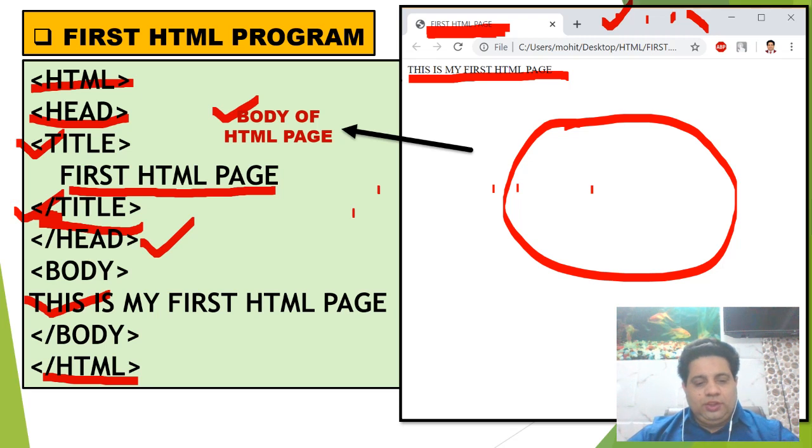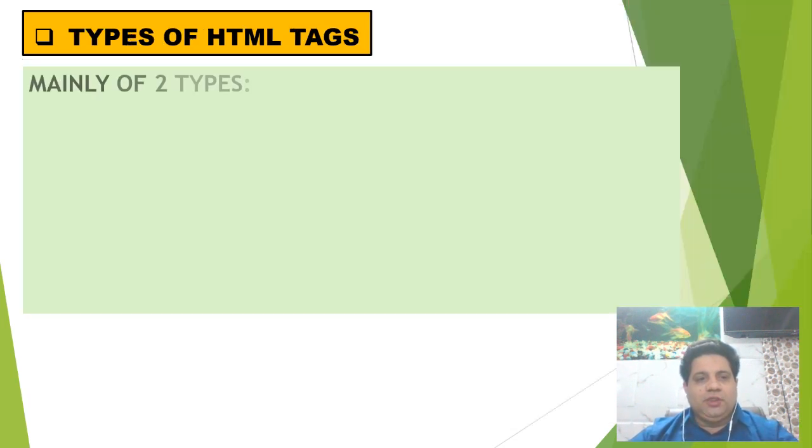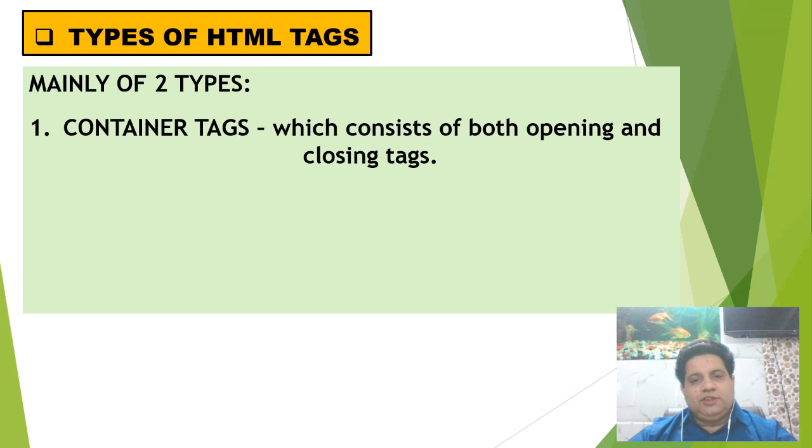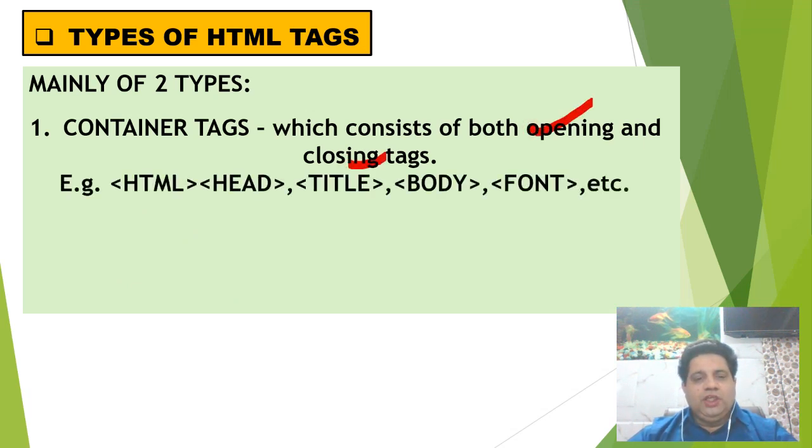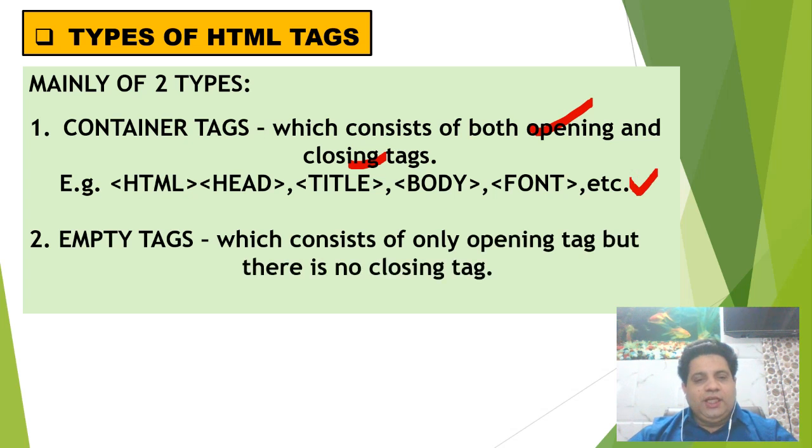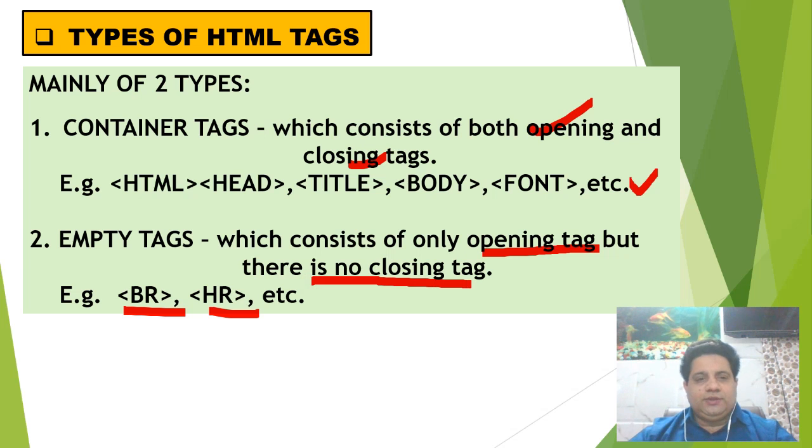So there are two types of tags in HTML. First is container tags, which consist of both opening and closing tags. For example, HTML, head, title, body, and font are called container tags. And second is empty tags, which consist of only an opening tag but there is no closing tag. For example, we will learn in the coming slides the BR tag and HR tag are such tags that consist of only an opening tag but there is no closing tag.